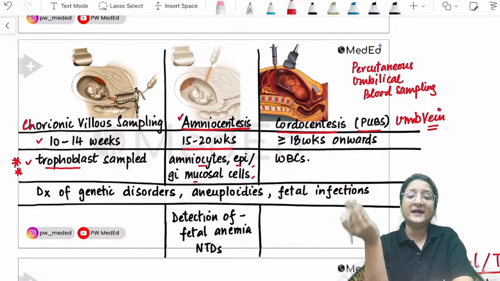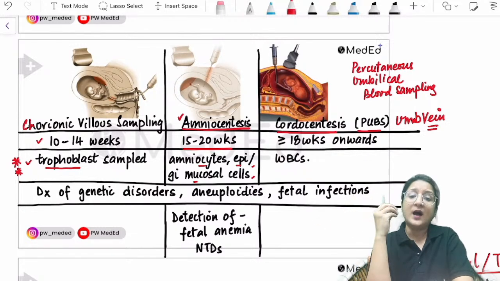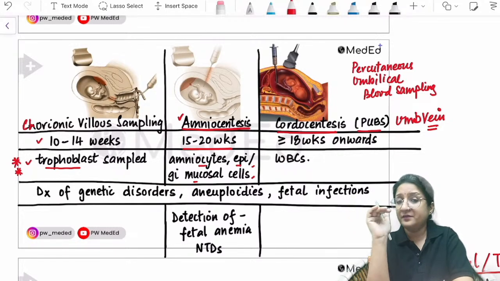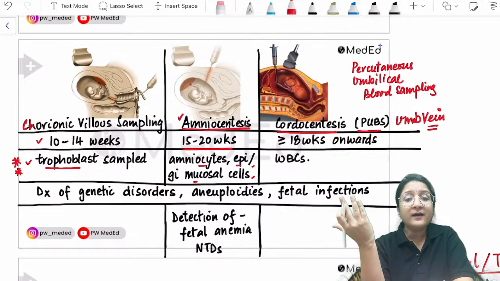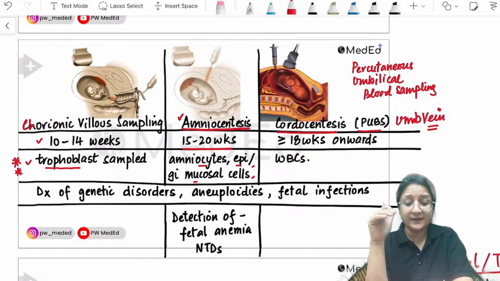So in Rh negative affected fetuses who are having fetal anemia, this procedure is used to confirm fetal anemia, and this procedure is used to achieve intrauterine transfusion. Okay, so keep that in mind.